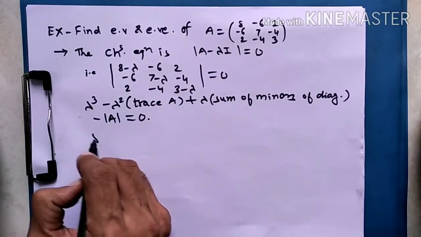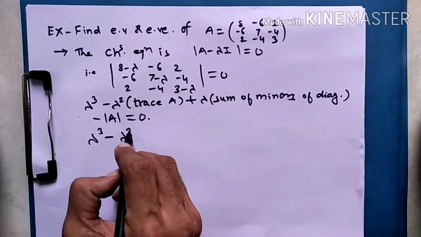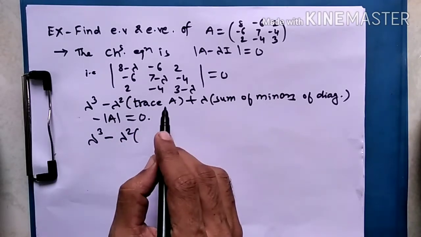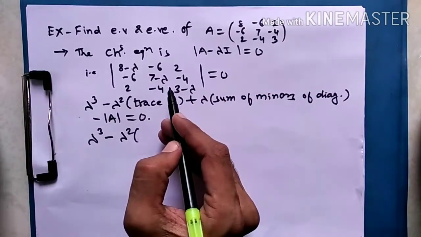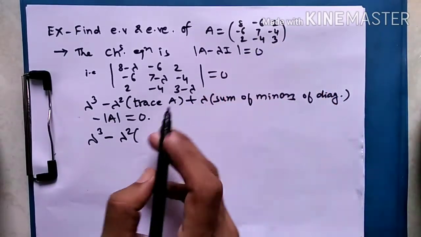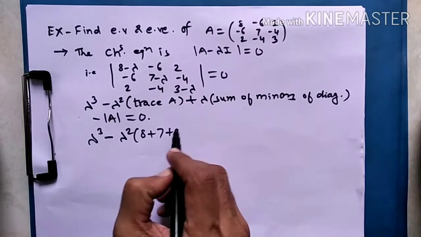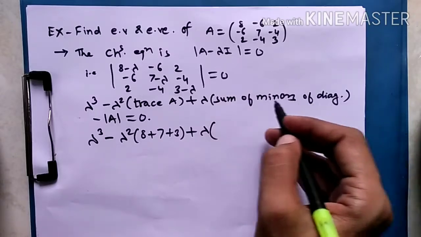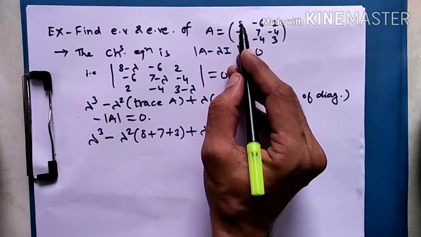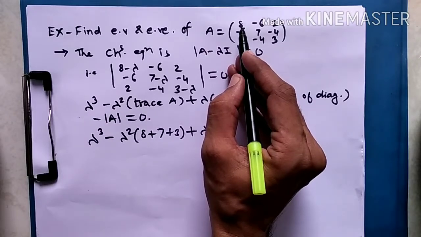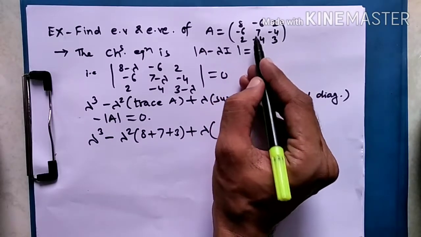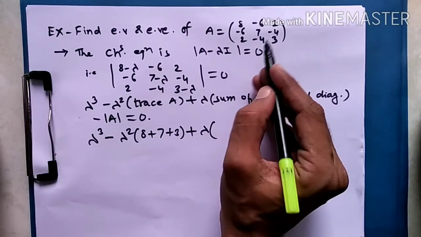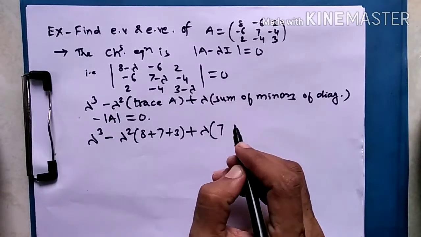Just substituting the values here: lambda cube minus lambda square, and the sum of diagonal elements is the trace of the given matrix, not this lambda matrix. So it is 8 plus 7 plus 3. Then the sum of minors of diagonal elements. For the first diagonal element 8, we hide the first row and first column, and find the determinant of the remaining 2 by 2 matrix. So it is 21 minus 16, that is 7.